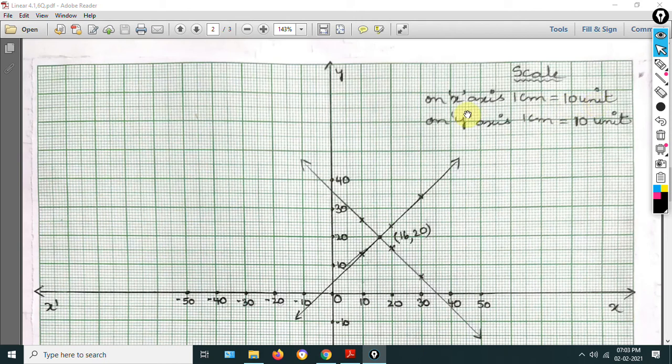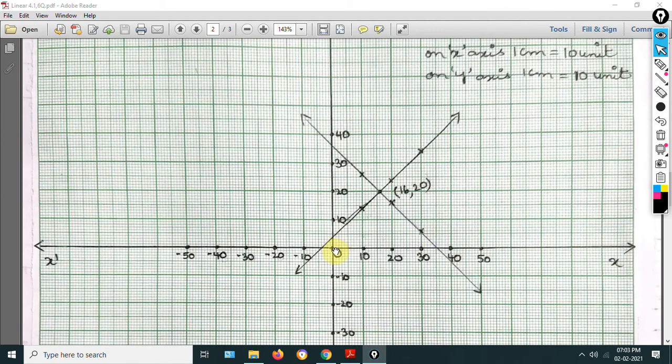So on the x-axis I am increasing 10 units, and on the y-axis also 1 centimeter equals 10 units. It means that from 0, when we go to the next box, we should increase by 10. From here to here, 10. From 10 to the next box, it will become 20. From 20 to the next box, 30. 30 to the next box, 40. Like that we will go on. Here also the same.